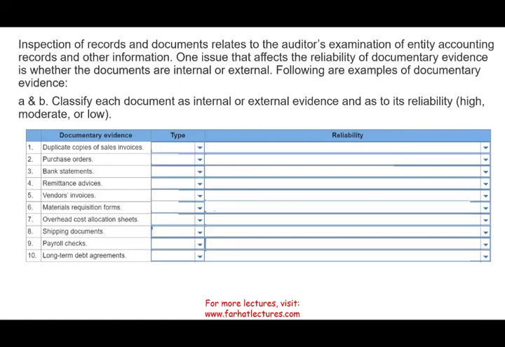In this session, we're going to be looking at audit evidence in terms of whether the document, the evidence, the record is internal or external. Then we're going to evaluate the reliability of the record. For example, reliability means, is it better? Is it not as good, depending on the circumstances?